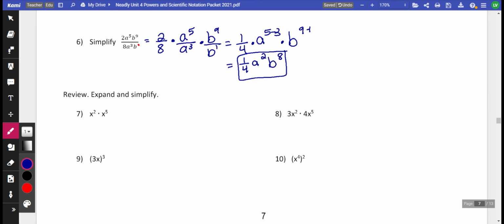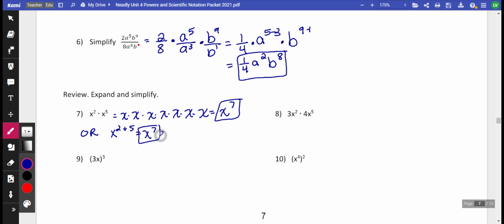Expand and simplify. Well, as a reminder, if you want to make x squared times x to the 5th as 2 x's times 5 x's and have the final answer of x to the 7th, you can do it that way. Or you can make it x squared plus 5, which is x to the 7th. Again, same answer, just depends on which way you feel more comfortable.